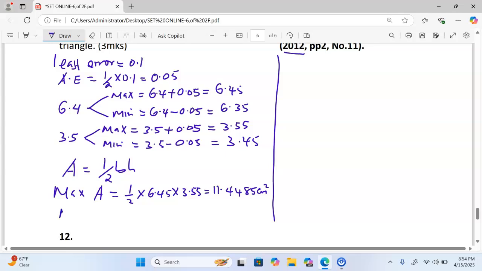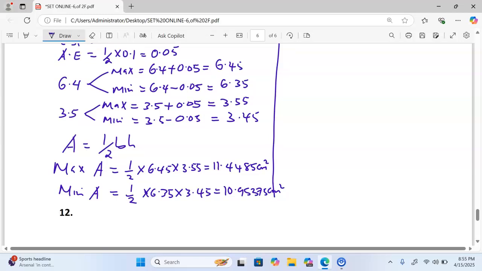Then we calculate the minimum area. Minimum area would be half, we use the minimum base of 6.35 times the minimum height of 3.45, and this is going to give us 10.95375 centimeters square.